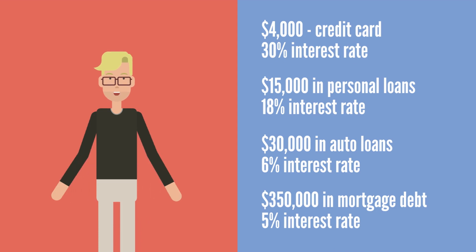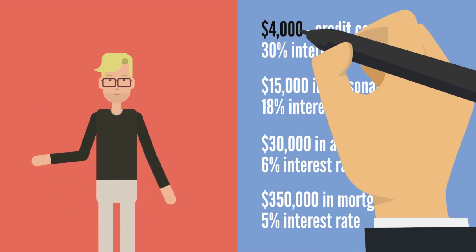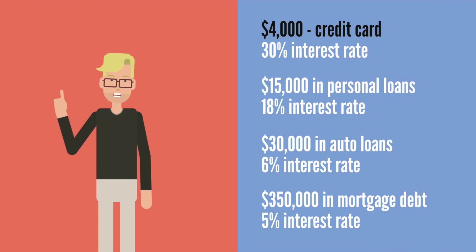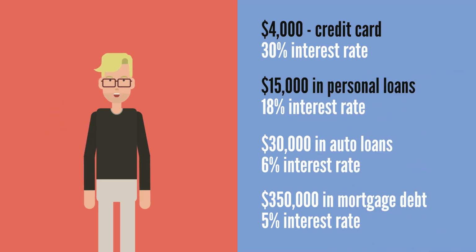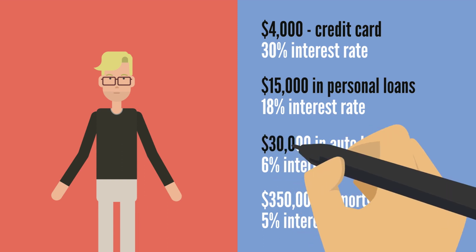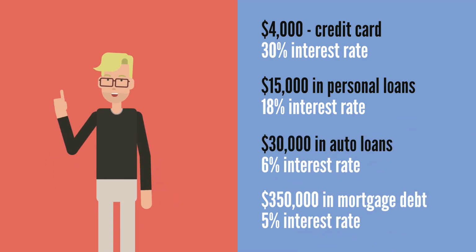Using the debt avalanche strategy, they would pay off the credit card balance in full while making minimal payments on the remaining balances. After paying off the credit card, they would put all of their resources toward a personal loan, followed by the medical expenses, the auto loan, and then the mortgage.